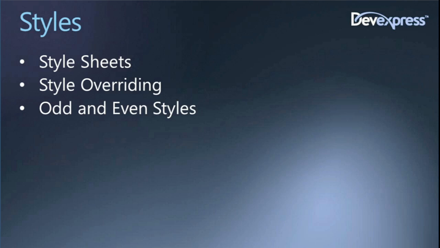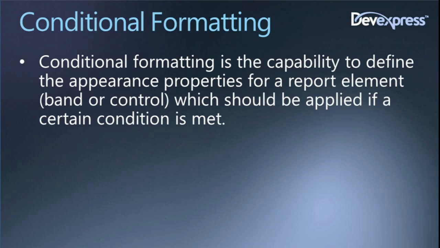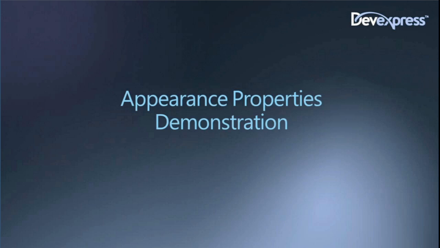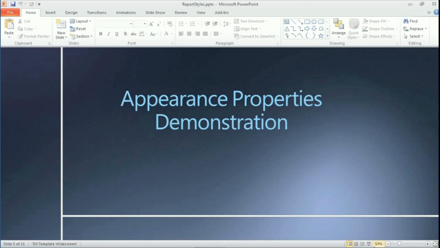We're going to talk about odd and even styles and how those are set up. And then we're going to talk about conditional formatting, which is the capability to define the appearance properties for a report element, which should be applied if a certain condition is met, and we're going to do that with some expressions. All right, that's all of my slides.